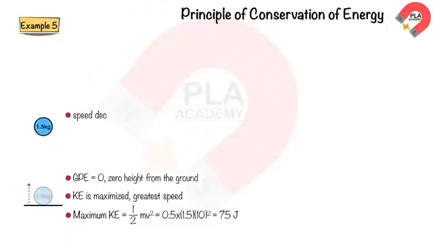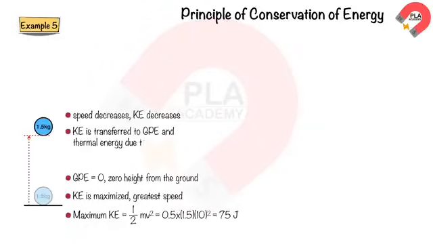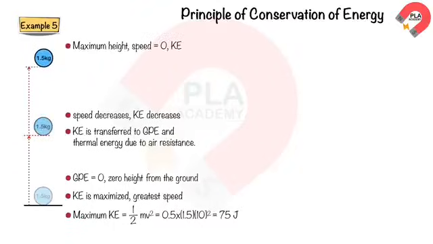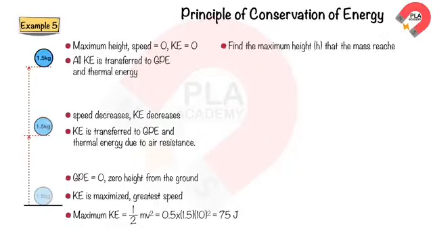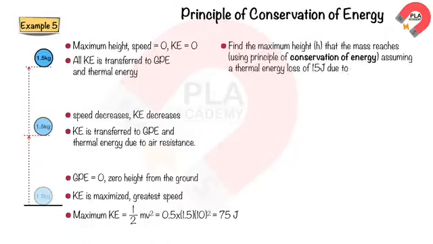As the mass moves upward, its speed decreases, leading to a decrease in kinetic energy. This kinetic energy is transferred to gravitational potential energy and thermal energy due to air resistance. When the mass reaches the maximum height, its speed is zero, so its kinetic energy is zero. At this point, all of the kinetic energy is transferred to gravitational potential energy and thermal energy due to air resistance. To find the maximum height that the mass reaches, we can apply the principle of conservation of energy, assuming a thermal energy loss of 15 joules due to air resistance.